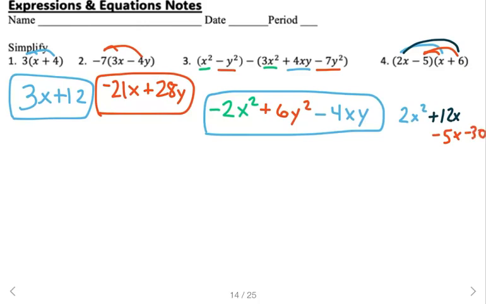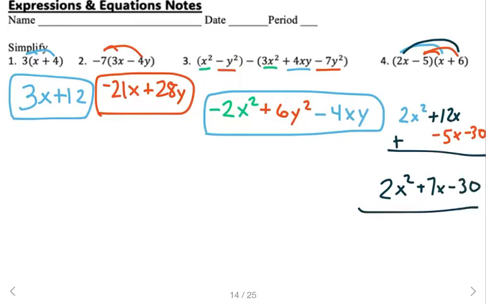If I had more room, I would just write it left to right. But we do have some like terms we can combine here. So let's combine the 12x and the minus 5x, and we get positive 7x. Some people like to call this the FOIL method, but it's really just distributing twice.